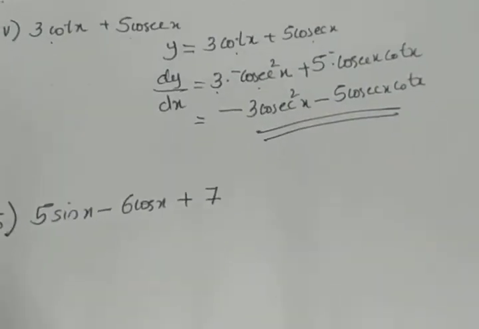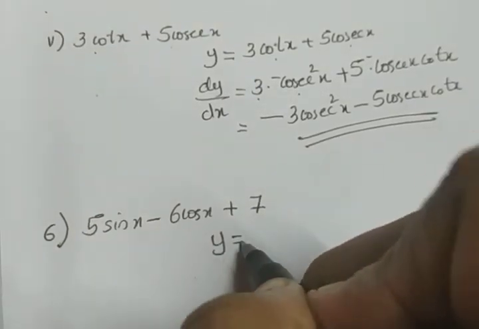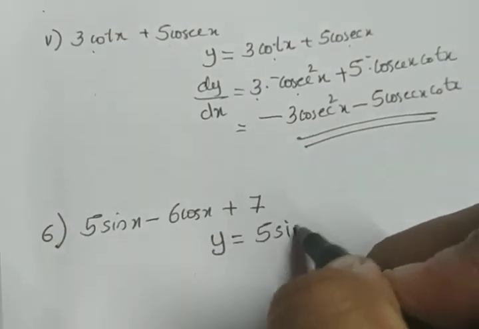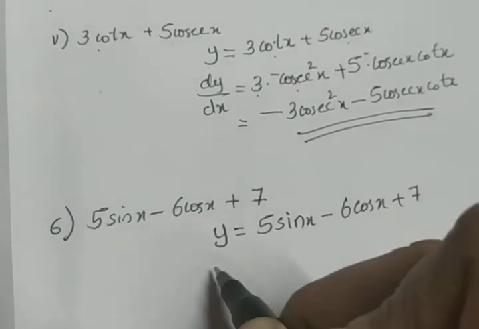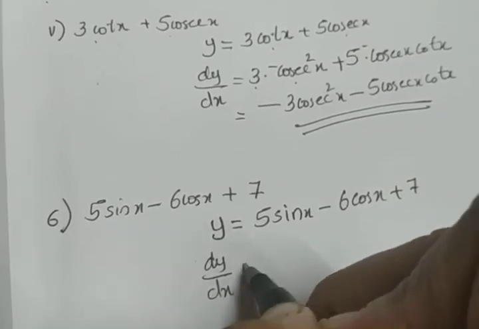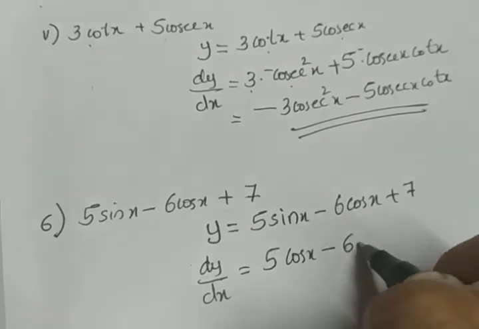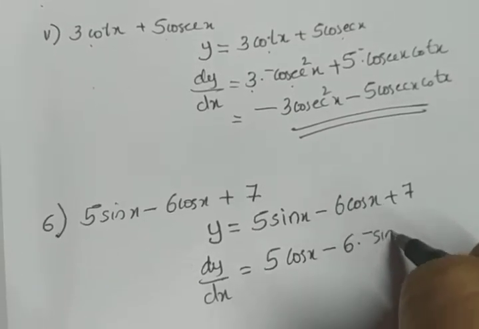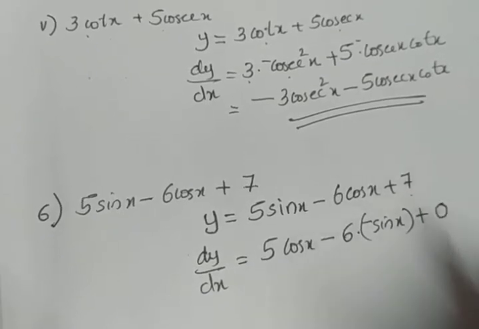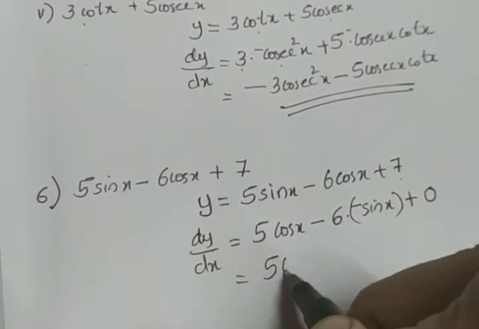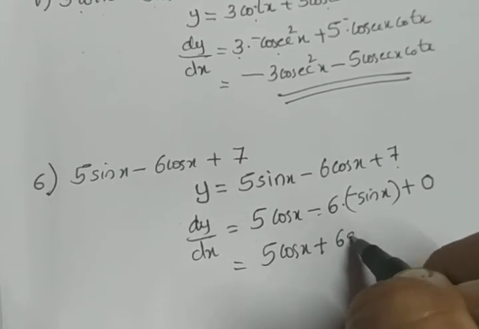Okay. The next one, 5 sin x minus 6 cos x plus 7. Here also give the value as y. Y is equal to 5 sin x minus 6 cos x plus 7. Directly differentiate. dy by dx equal to 5 into derivative of sin x is cos x minus 6 into derivative of cos x is minus sin x plus 7 is a constant which is alone and its derivative is 0. So we can rewrite it as 5 cos x, and here there are 2 negatives which will be positive, plus 6 sin x.